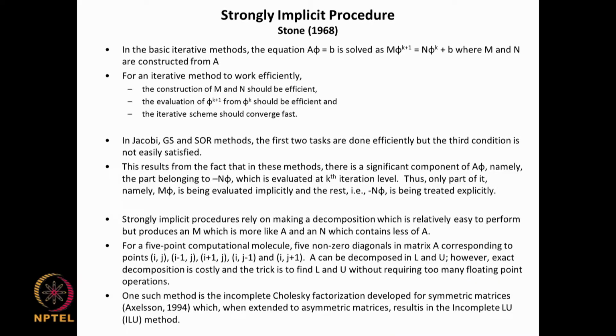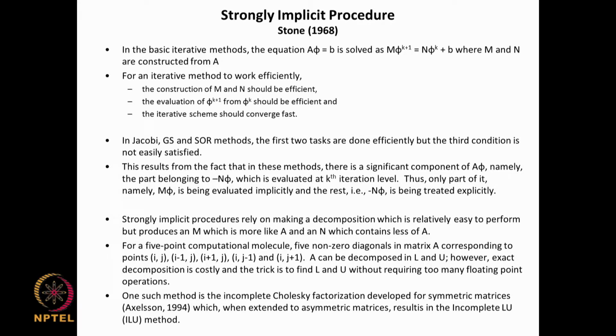rate of convergence. So in the conventional methods, you have A phi equal to b, it is not Ax equal to b, and this is solved as M phi k plus 1 equal to N phi k plus b, where M and N are constructed from A. So, this is yet another way of putting the same Gauss-Seidel and Jacobi methods.